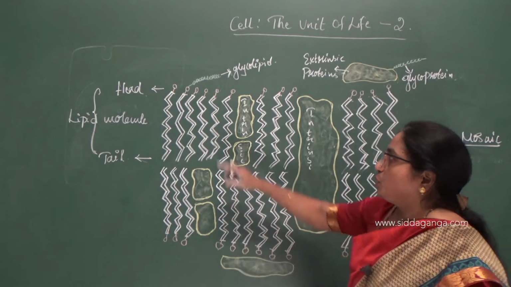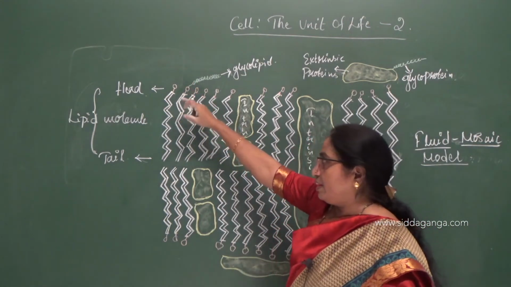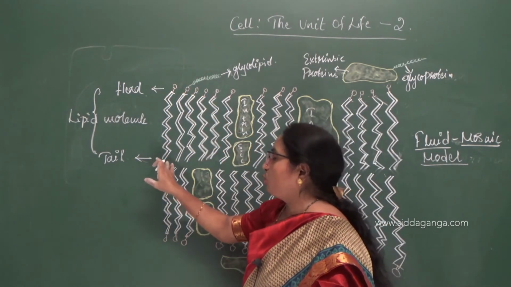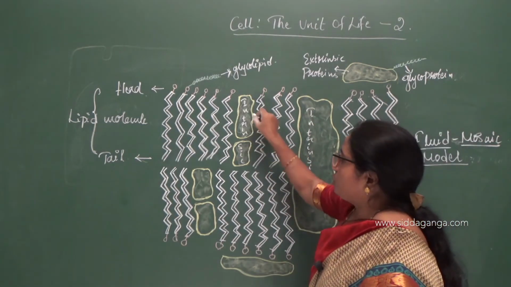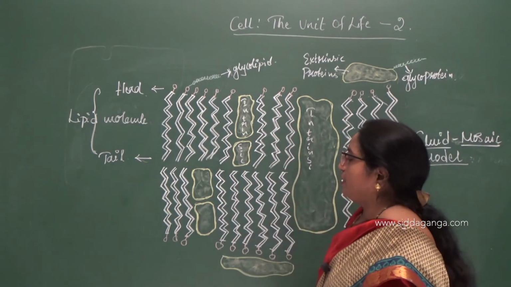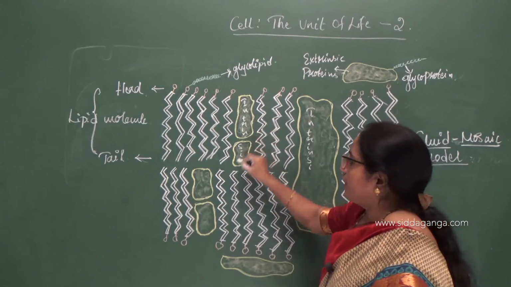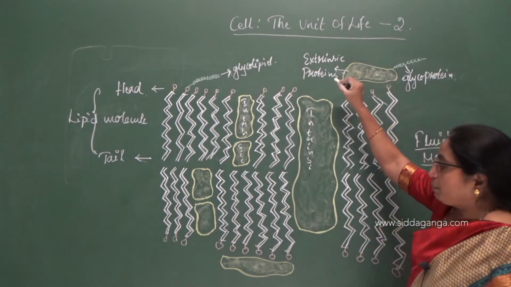So this head is the polar end, and it is hydrophilic. The tail is non-polar and it is hydrophobic. You can see the proteins which are distributed in between the lipid layers, they are called intrinsic proteins. And some proteins are on the peripheral region. You can see here one and here one.